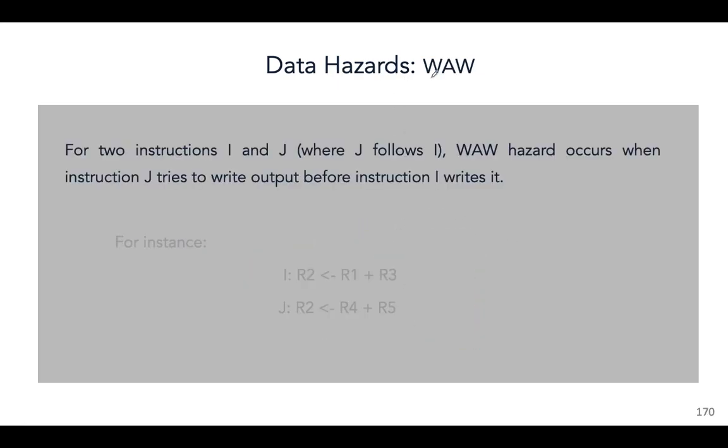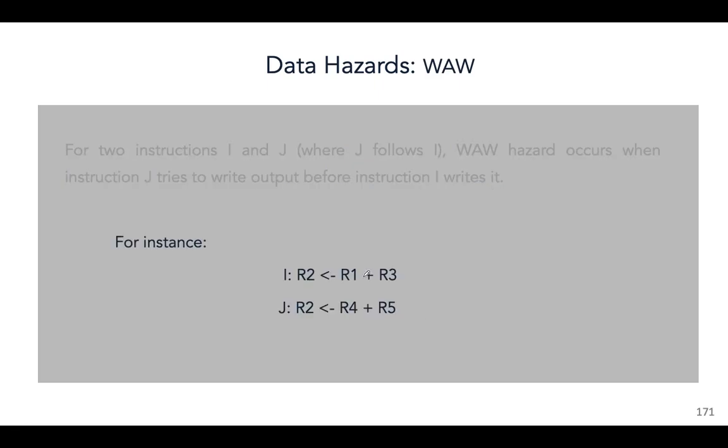The third kind of data hazard is WAW, write after write. Right? So both are trying to write. Again, we have two instructions, I and J. I comes first, J comes later. A WAW hazard occurs when instruction J tries to write the output before I writes it. Now both of them are writing. In the previous two cases, one was reading, the other was writing. Now both are writing. Again, consider an example.